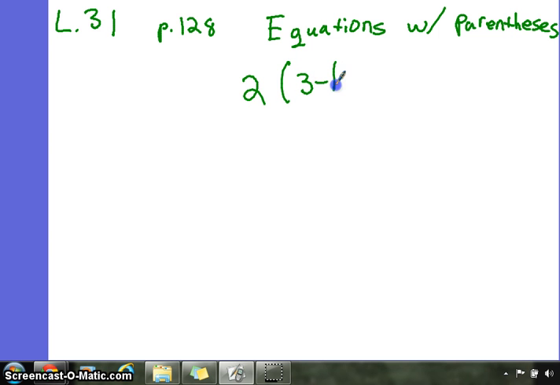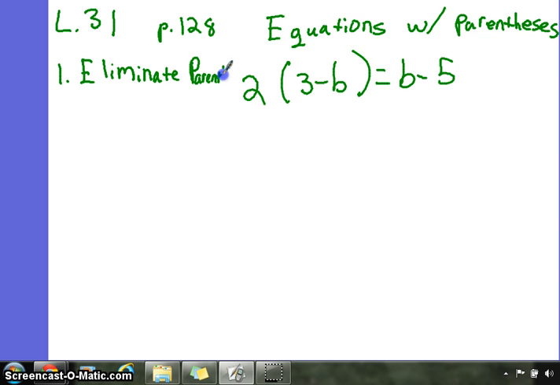Here's my equation. And before I solve it, write down these few rules. Rule number 1, eliminate the parentheses. Get rid of them. You don't want them. You need to get rid of them. So please eliminate them. And then we go back to everything else we know. We add like terms on both sides.